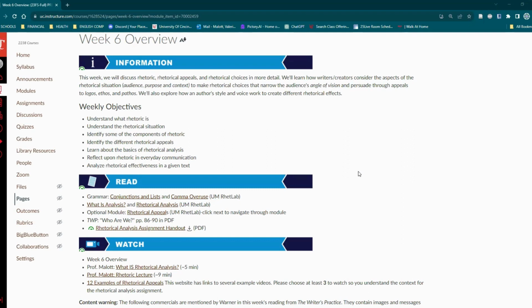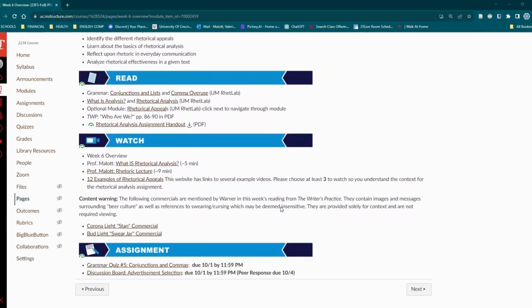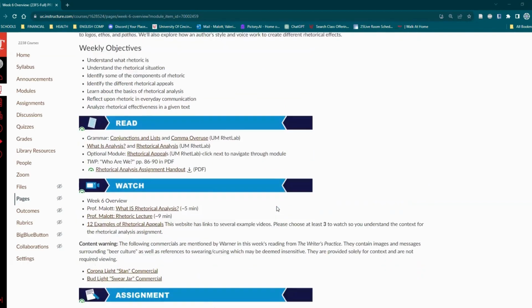So let's go over the readings for this week. We have, of course, we're continuing with some grammar. This week we are looking at conjunctions and lists as well as comma overuse. So make sure that you do the reading for that in preparation for grammar quiz number 5 on conjunctions and commas.